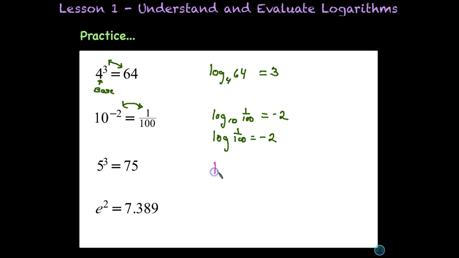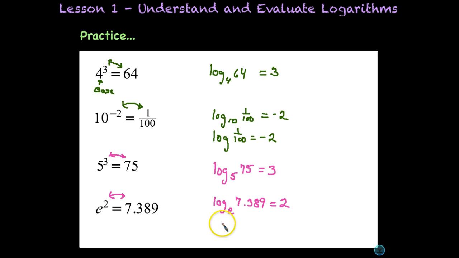All right, so hopefully you wrote log, you kept base 5, and then you switched the exponent with the number. So we would have log base 5, 75 equals 3. And then finally for this last one, this e is the natural number. You may or may not have seen it before, but we can still do the same thing. We can write log base e. We'll go ahead and switch the exponent and the number. So we have log base e, 7.389 equals 2.